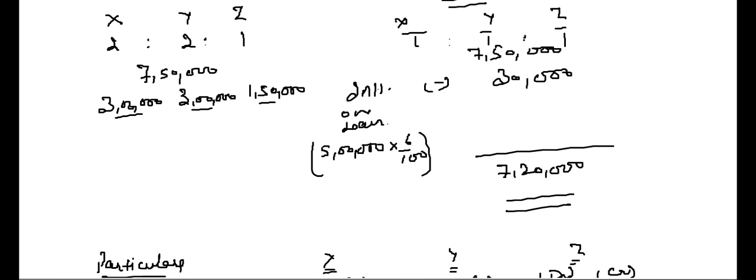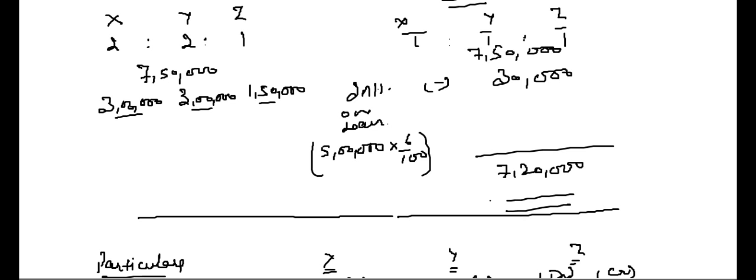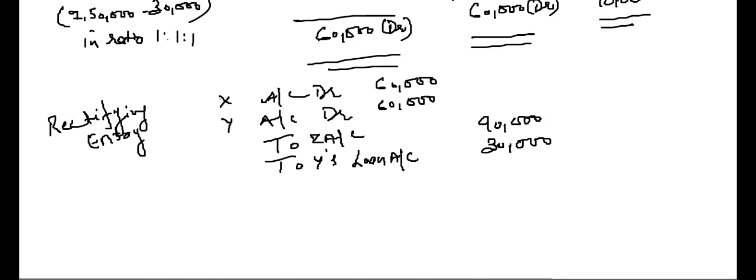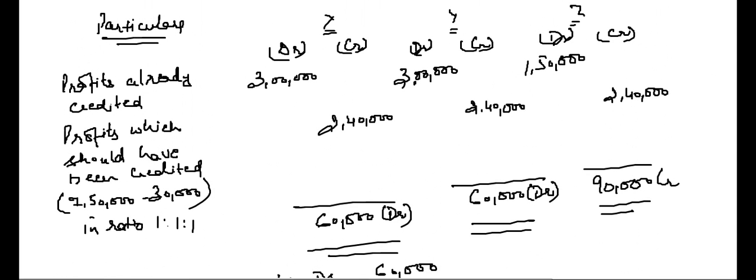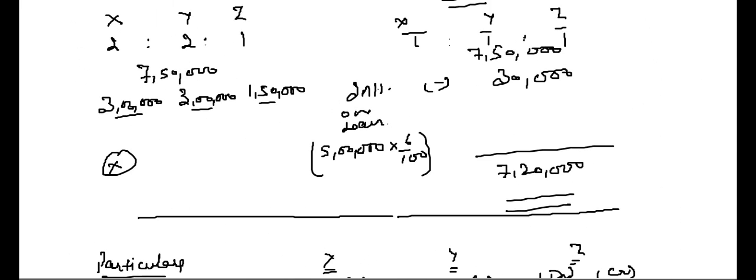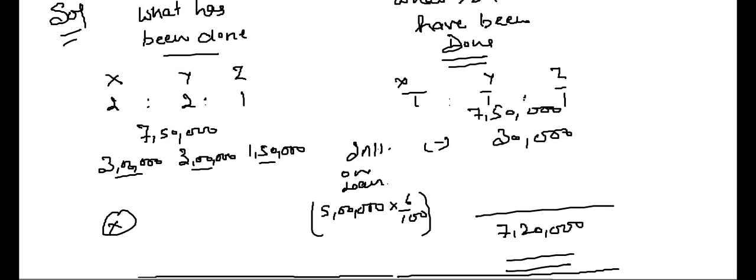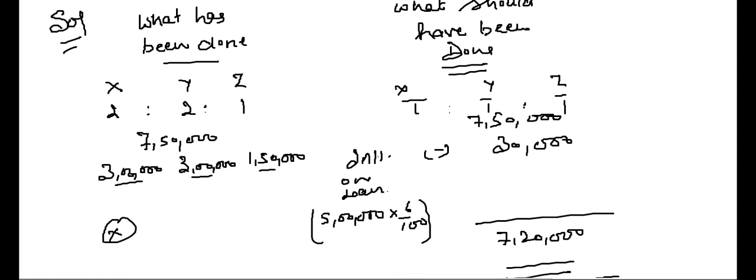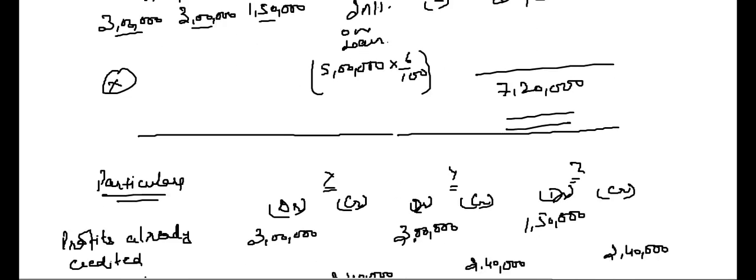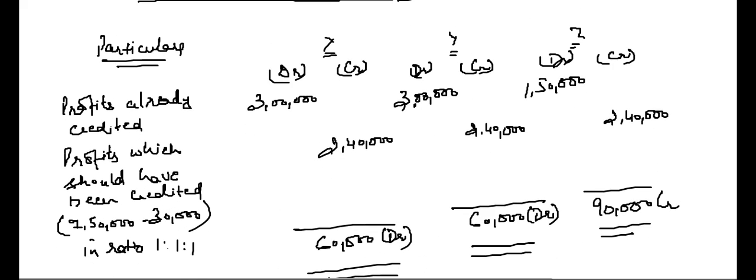You don't need to prepare this in exams. Don't prepare this in exams. This is just for your understanding. You can prepare it in the rough work, but don't prepare it in exams. Okay? Prepare this statement and the rectification entry. That's it. Right? This is just for your understanding, that prepare two scenarios, what has been done and what should have been done. So you can write this down.